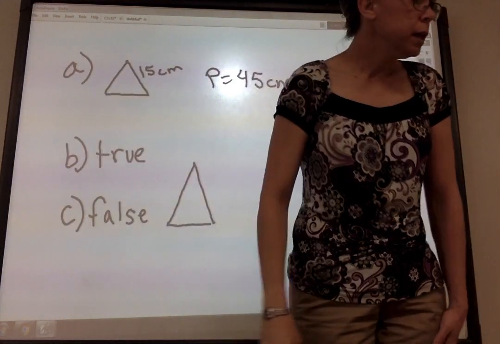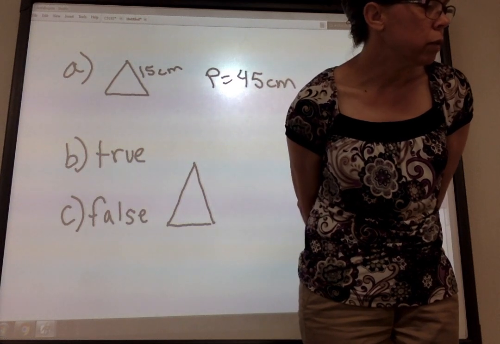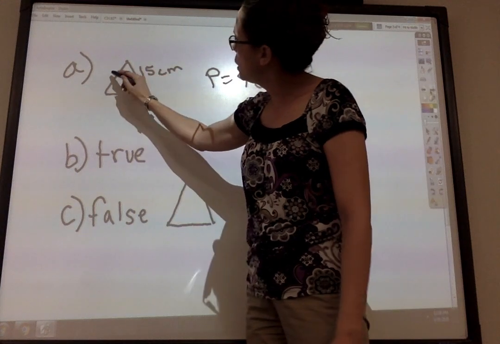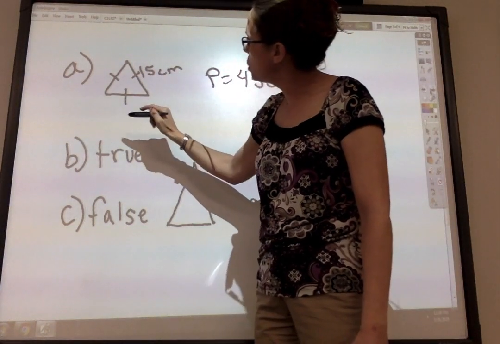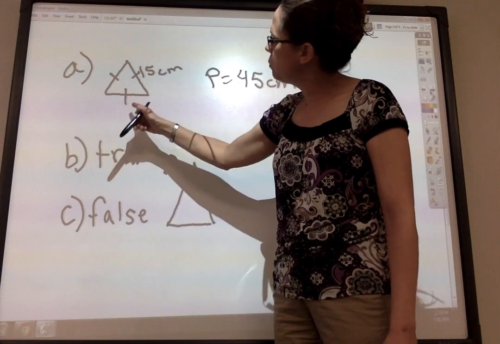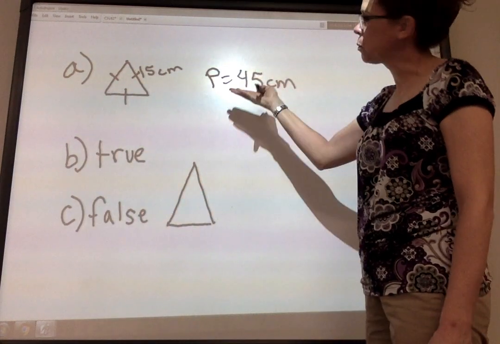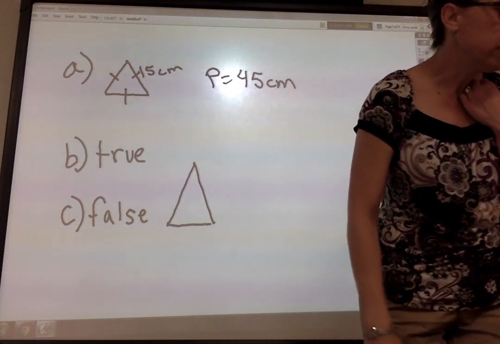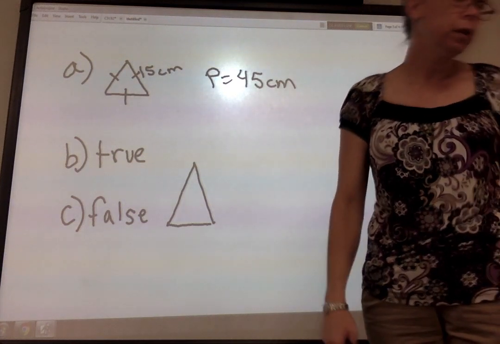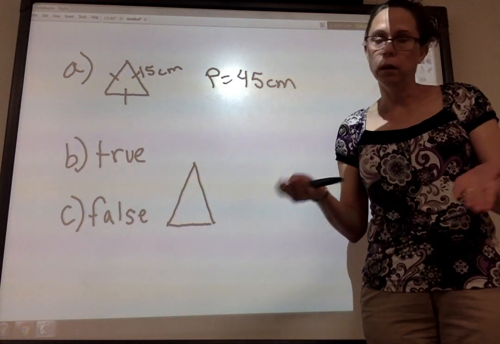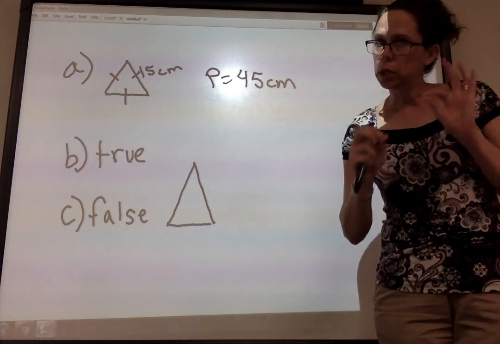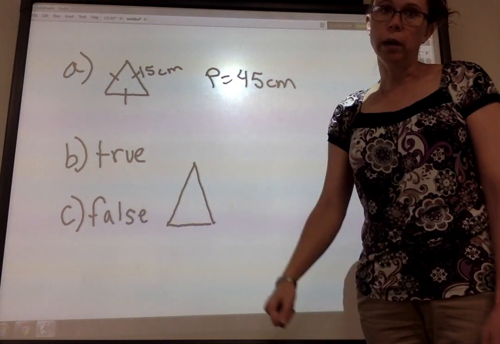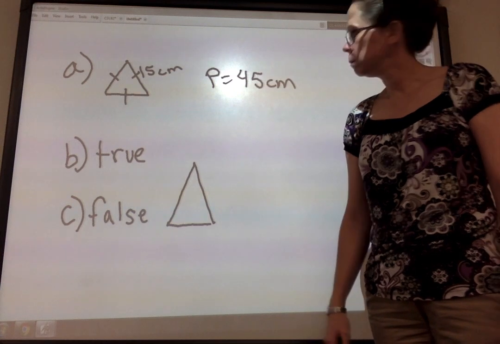Okay, A. It says one side of an equilateral triangle measures 15 centimeters. What's the perimeter? Well, if it's equilateral, we know every side has the same measure. So 15 centimeters and 15 centimeters and 15 centimeters give me a perimeter of 45 centimeters. B. An equilateral triangle is also an acute triangle. The answer is true. We just said that. In an equilateral triangle, each angle measures 60 degrees. Those are acute angles, so equilateral triangles are acute triangles.